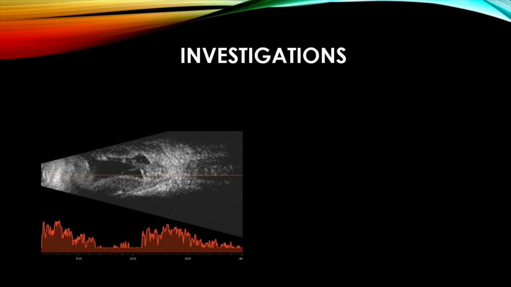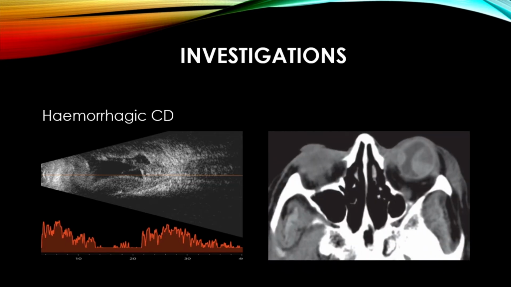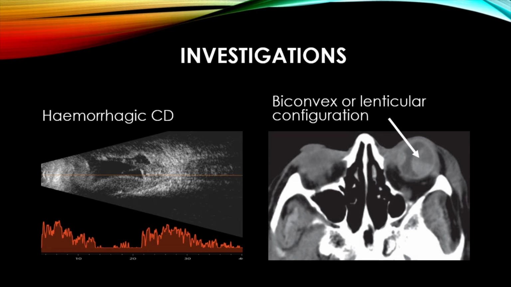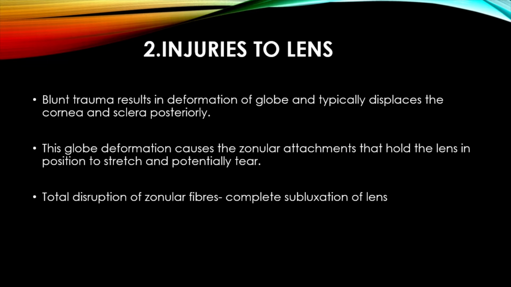On USG, there was a dome-shaped membrane with multiple low reflective dot echoes in the suprachoroidal space, which was suspected as hemorrhagic choroidal detachment. And similarly, the CT scan also showed a biconvex or lenticular configuration, which confirmed the hemorrhagic CD.